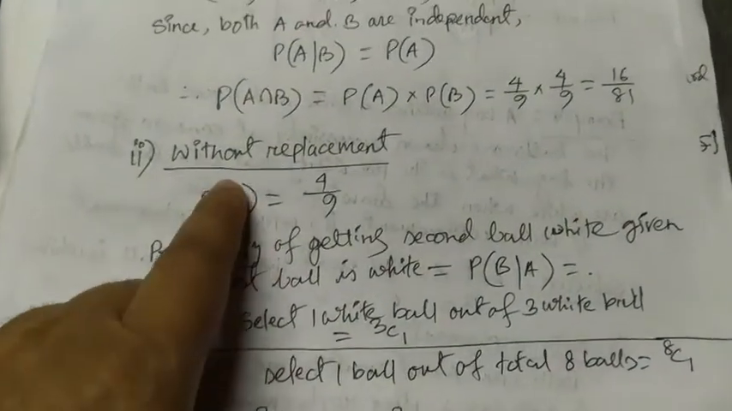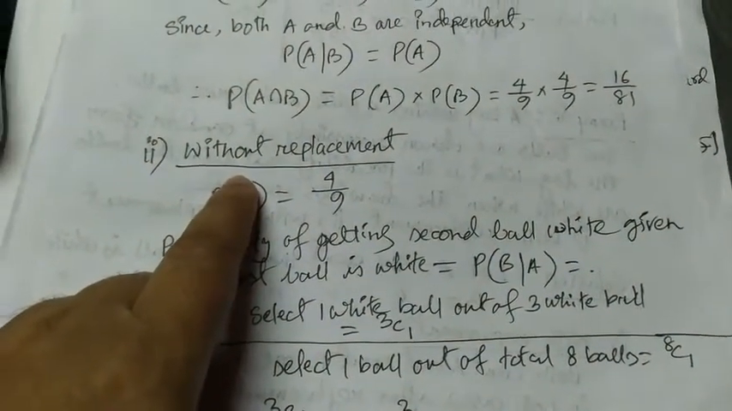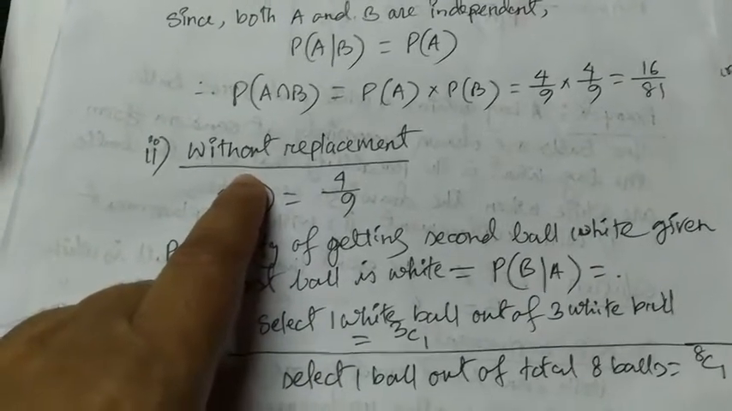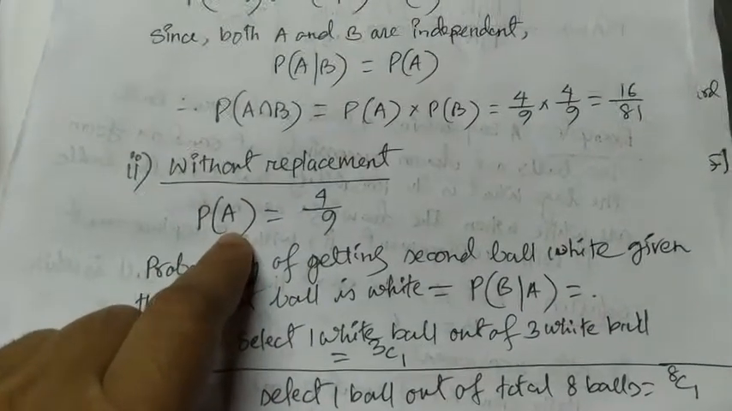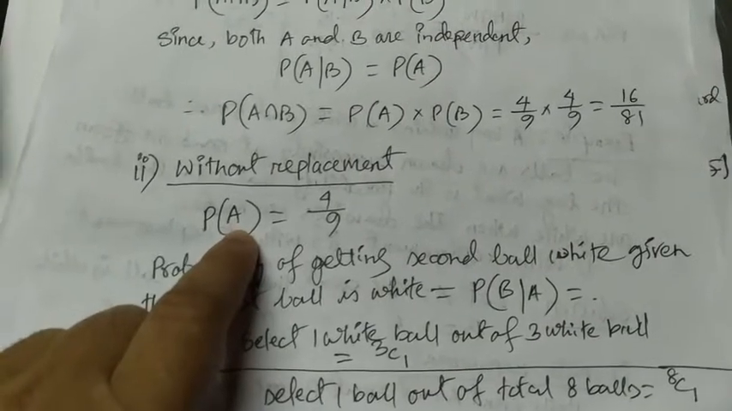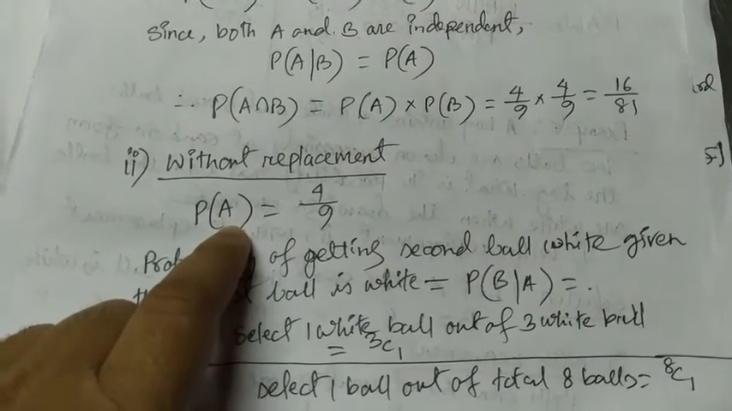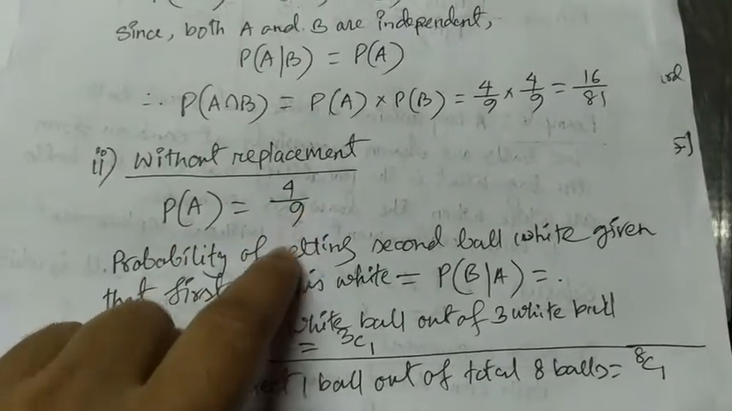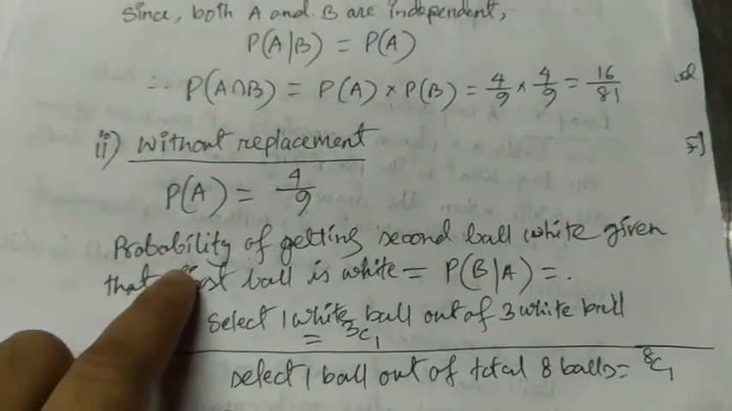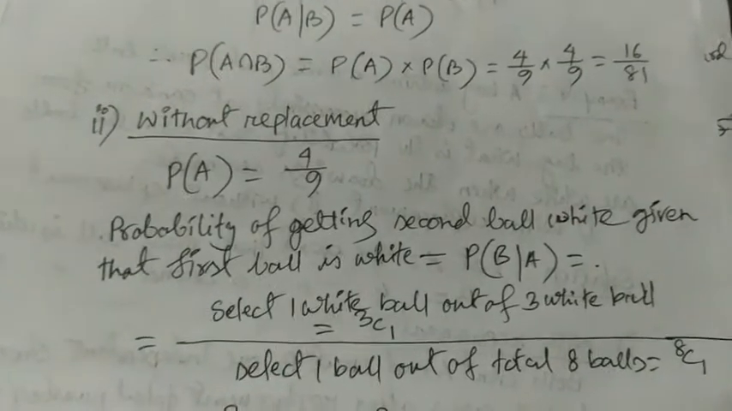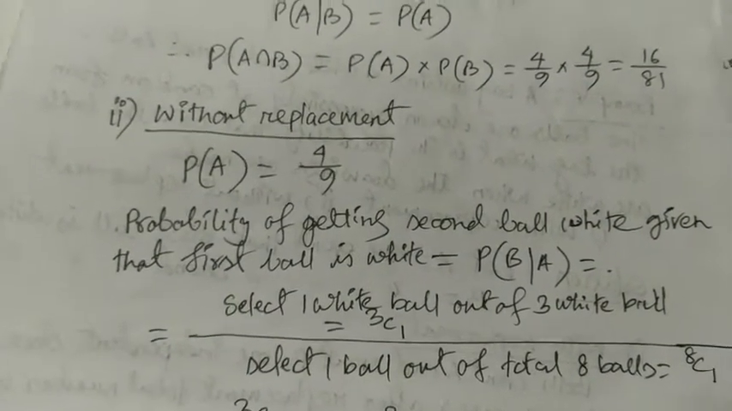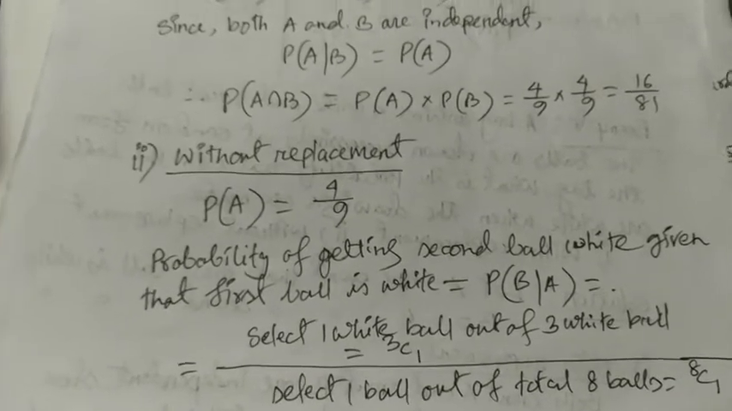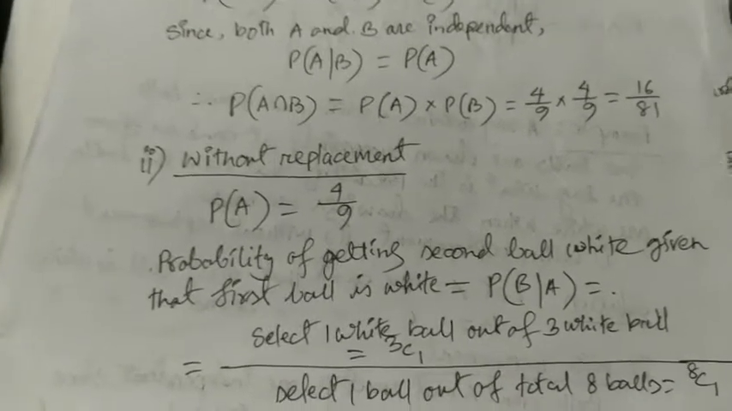Now let us solve the second part. What if we do it without replacement? In that case, when you pick the first ball, the probability of getting the first white ball will be the same, 4 by 9. But when you get the first ball white, you are not replacing it.